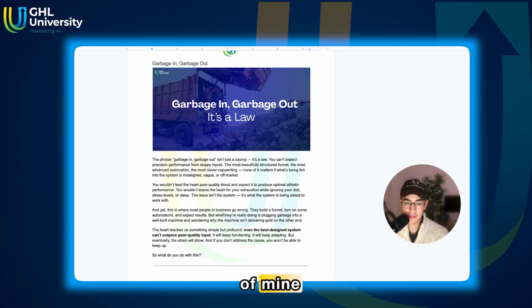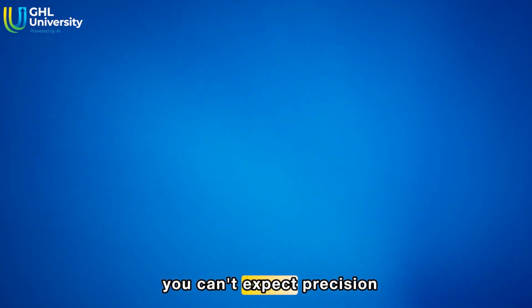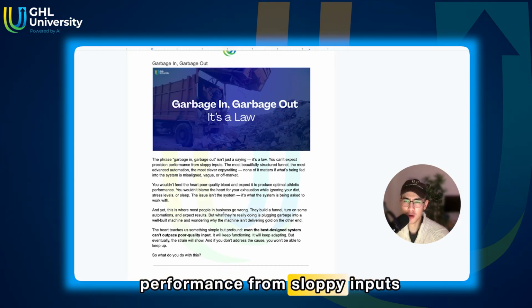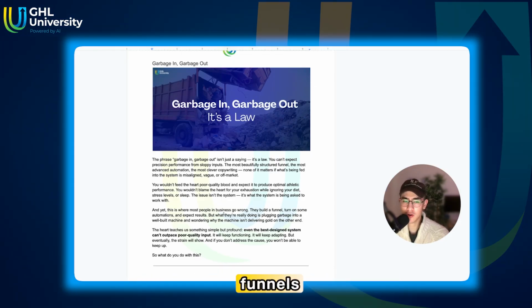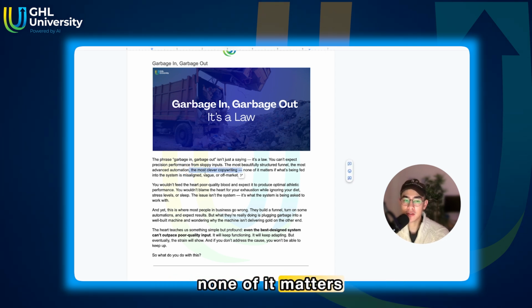Here's a favorite quote of mine. Garbage in, garbage out. It's a law. It's a law I abide by. You can't expect precision performance from sloppy inputs. The most beautifully structured funnels, the most advanced automations, the most clever copywriting, none of it matters if what's being fed into the system is misaligned, vague, or off market.